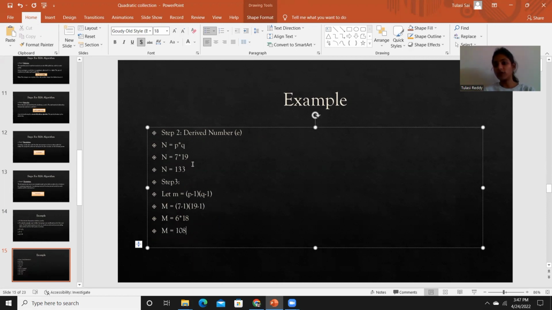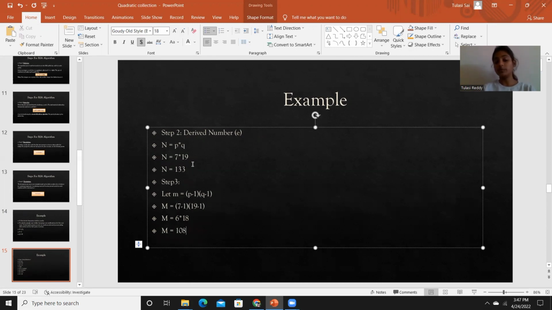So in the first step, we have taken the two large prime numbers, that is p equal to 7 and q equal to 19. In the second step, we will be finding the derived number n, by multiplying n equal to p into q, that is 7 into 19 equal to 133. We have found the value of n, capital N.